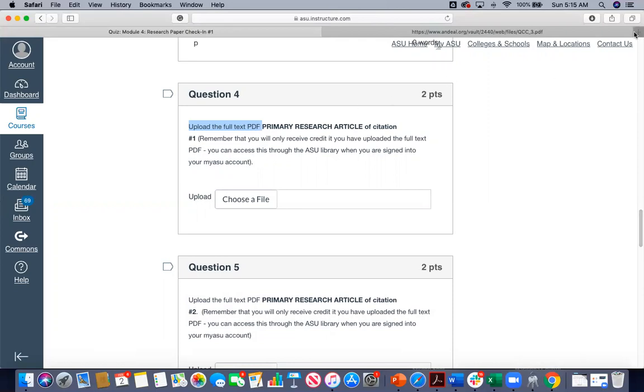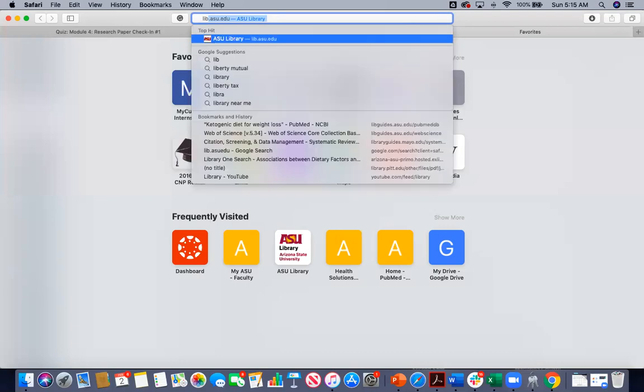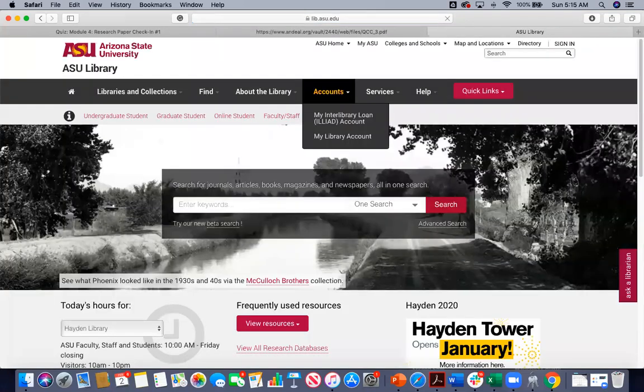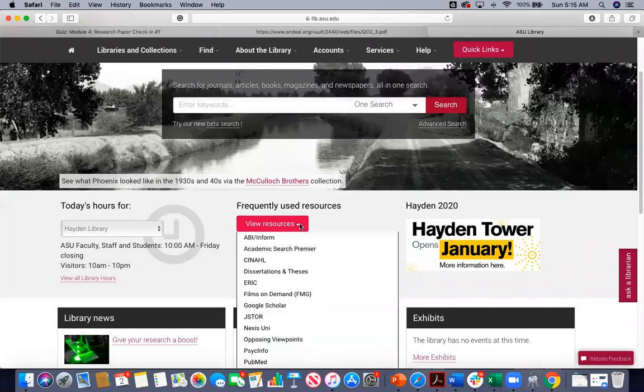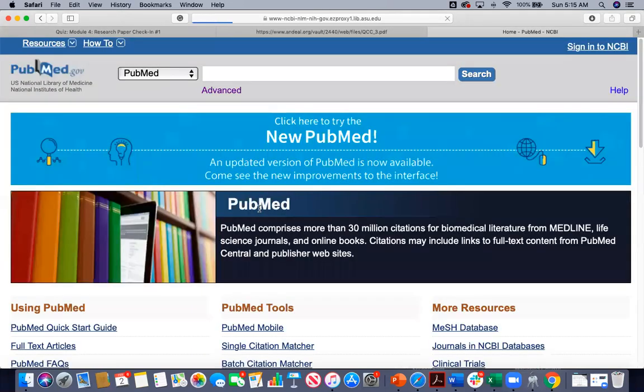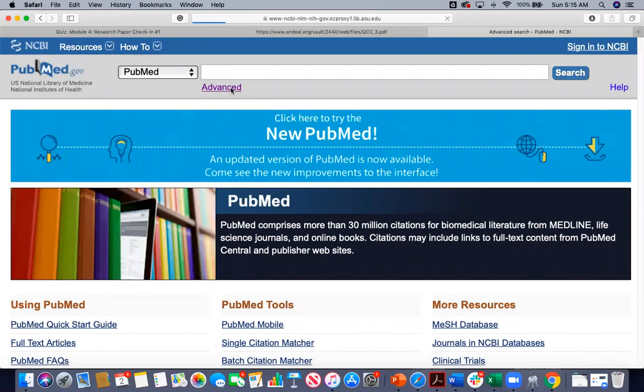I'm going to go through how to do that if you're not sure. And for this, it's really just so I can make sure that you're actually looking at the full text article and not just reading the abstract that's in PubMed. So we're just going to go down to PubMed, go to your advanced tool.